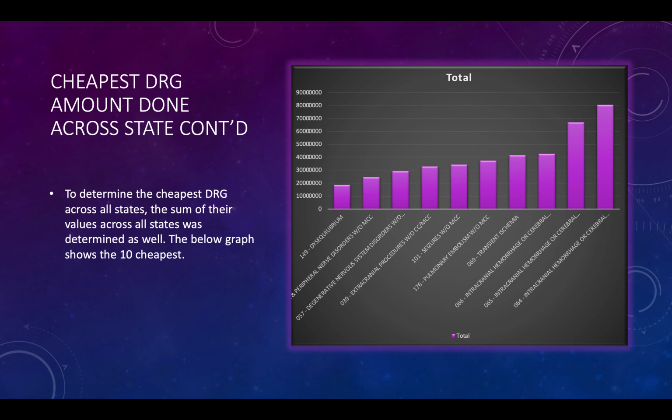And then yeah, I also decided to do a list of the cheapest DRGs across the states, and this graph basically shows the cheapest DRGs across each of the states after summing them up.